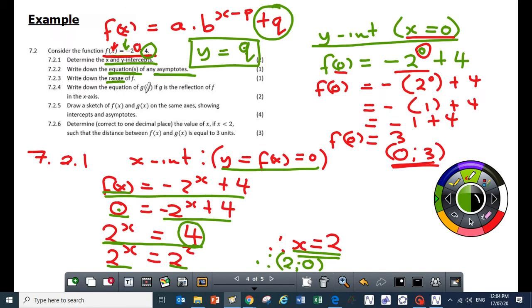It says write down the equation of g of x if g is the reflection of f in the x-axis. Now, for you to be able to understand it, it's better for you to have a visual of the sketch of the graph of f first, which we have. So we want the equation of a new graph called g of x, such that it is a reflection of f about the x-axis. So let's go back to our graph.